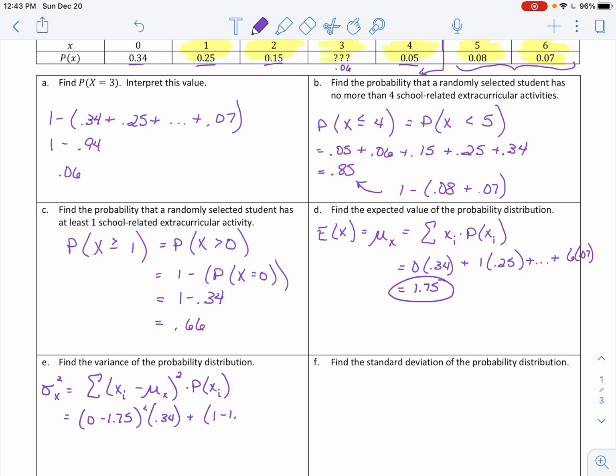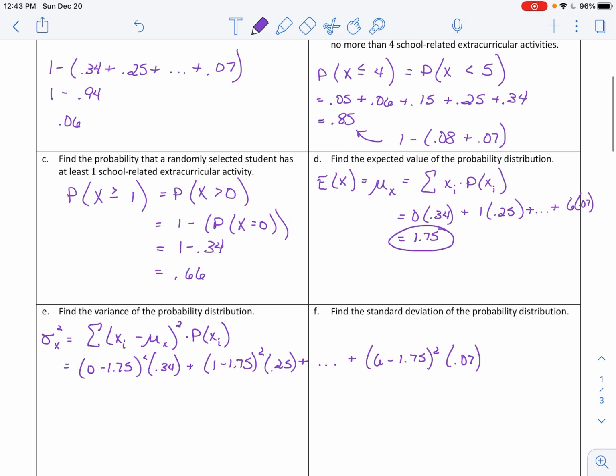Plus, I'm going to take my next x value minus the mean. I'm going to square it. I'm going to multiply by that probability. And dot, dot, dot, that'll go on for a while, plus last possible x value minus the correct answer for the mean, square it, times my probability. Again, this is going to be my variance.